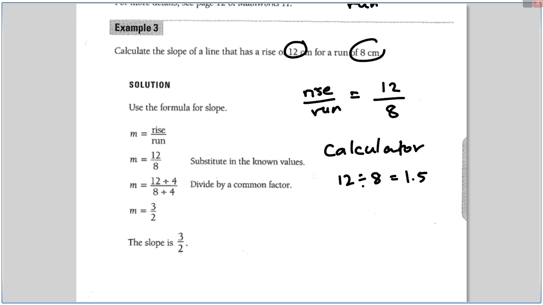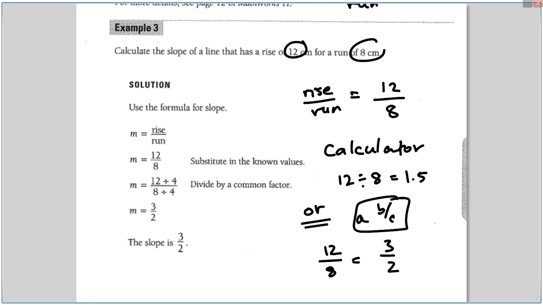It's 1.5. Or you use this fraction button and you can leave it in fraction form. The fraction button will reduce it to lowest terms for you. So 12 over 8, use the fraction button and it'll become 3 over 2. This is the lowest terms. And 12 over 8 is easy because they both divide by 4, and you can see that the example did that. But if it's really ridiculous numbers and you're not sure, just use that ABC button.